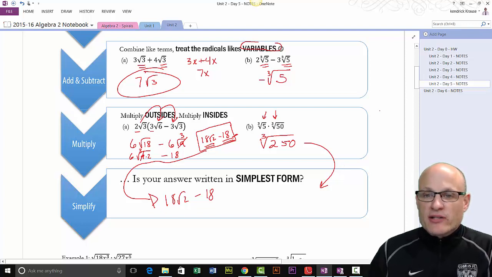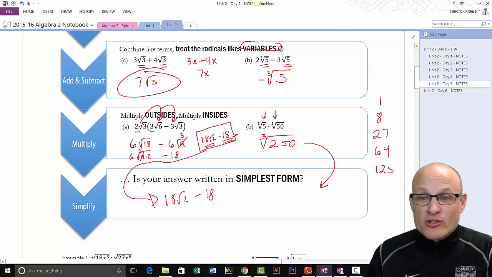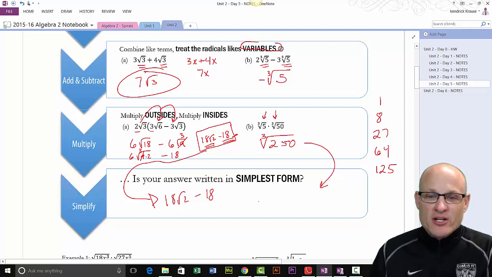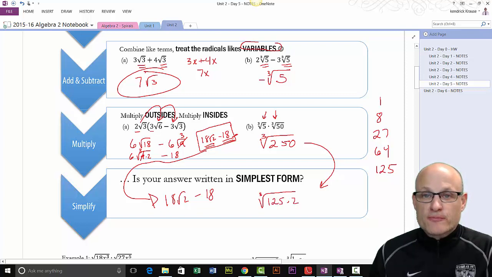If you remember from yesterday's lesson, we talked about perfect cubes. And our perfect cubes are 1, 8, 27, 64, and 125. Want to guess which one of those goes into 250? Oh yeah, 125. So this is really equal to the cube root, don't forget to put that little 3 there, of 125 times 2. And what is the cube root of 125? Oh my gosh, I need a new computer. The cube root of 125 is 5. So my final answer is 5 cube roots of 2.